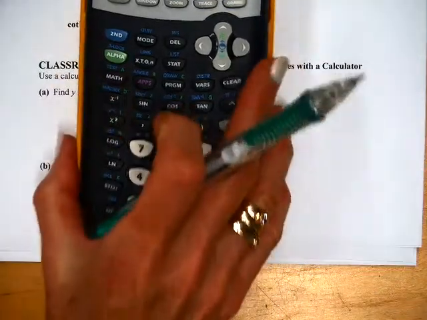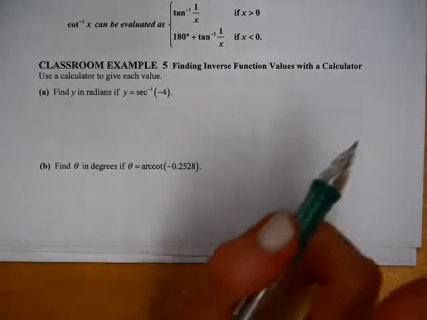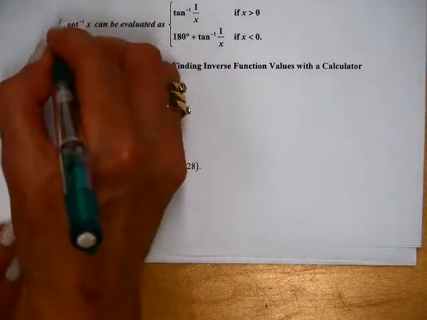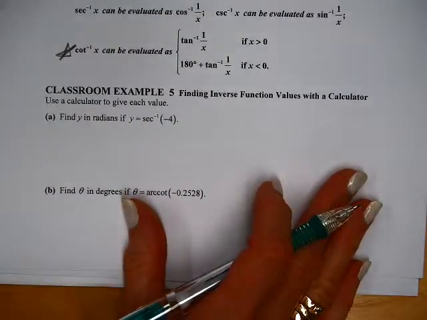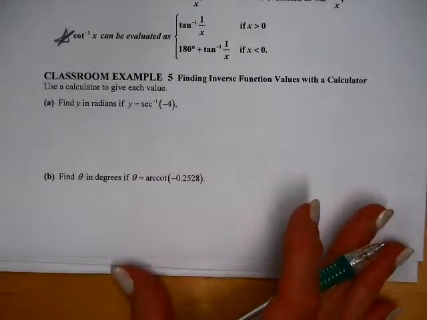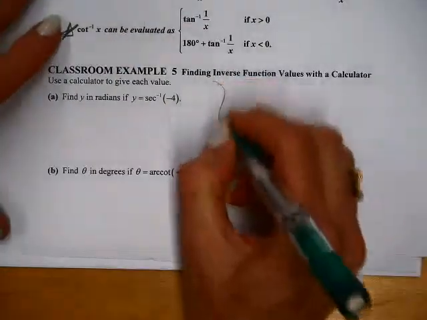And the good thing is your calculator knows the restrictions on every one except the cotangent. It does not know how to restrict the cotangent, but everything else is fine. If you wanted to find, and let me write some problems down before we get to these right here.